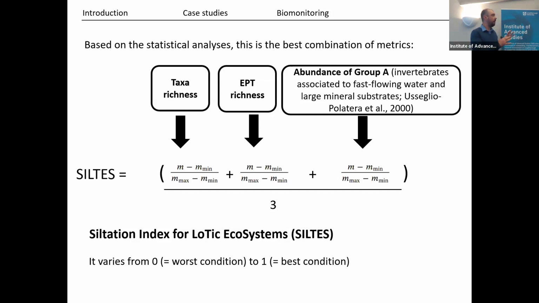According to our results, these are the most useful community metrics to assess the impact of siltation. And we tried to combine them into a new biomonitoring index. We call it Siltation Index for Lotic ecosystem. This index varies from 0, the worst condition, the most impacted condition, to 1, the best condition or pristine condition.